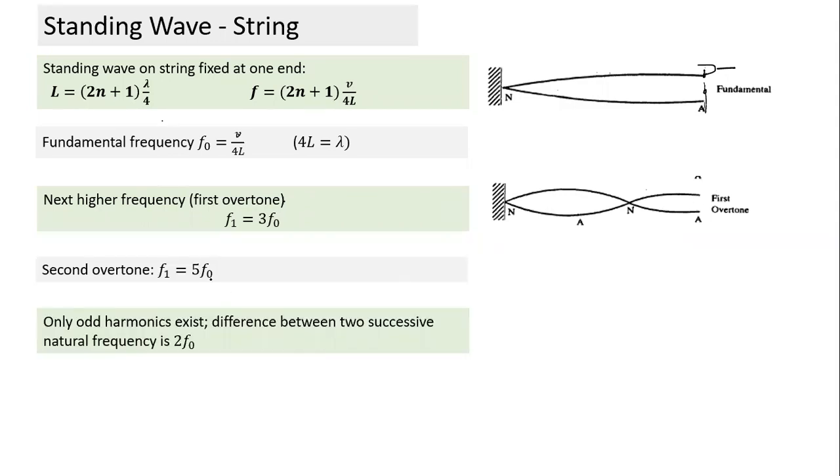Second overtone. As we keep substituting different values of n starting from 0, 0 is fundamental. If I substitute n equal to 1, it is the first overtone, n equal to 2 the second overtone. So n itself indicates the number of overtones. If n is equal to 5, that will be the fifth overtone. For the second overtone, n is equal to 2, this whole term becomes 5, so 5 into f0. So only odd harmonics exist. Which harmonics are possible? 1, 3, 5, only odd harmonics exist.